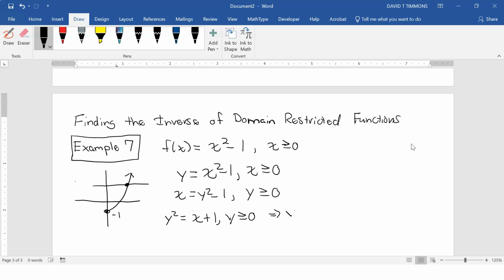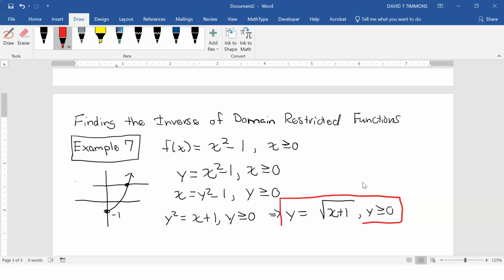And then when we solve for y, we get y equals plus or minus square root of x plus 1, and we still have y greater than or equal to 0. Now at this point, initially, when you look at the plus minus, you would say we do not have a function. For one x value, we get 2 y values. However, because y is restricted to greater than or equal to 0, the negative root will not apply. And thus, this is really your inverse function due to that domain restriction.